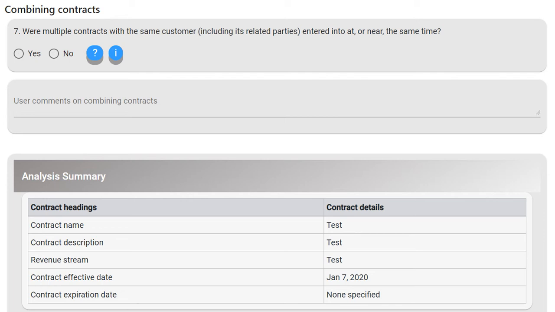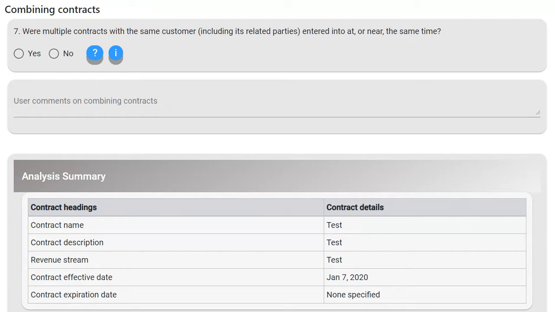In the previous video, we talked about the scope of the revenue standards, both ASC 606 as well as IFRS 15, and what contracts are in scope and accounted for under the revenue standards. In this video, we're now going to move to another portion of Step 1, which focuses on combining contracts.